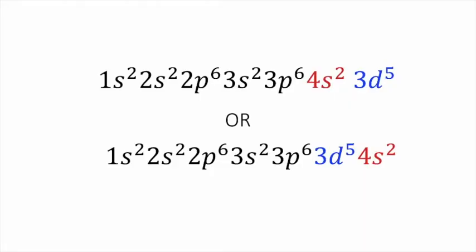Now, I wanted to point out that you may see electron configurations in a couple different ways. Some people prefer to put the 4s orbitals before the 3d orbitals, and some prefer to put them after the 3d orbitals, even though they were filled first. And this is because the 4s electrons are valence electrons. The 3d electrons are core electrons.